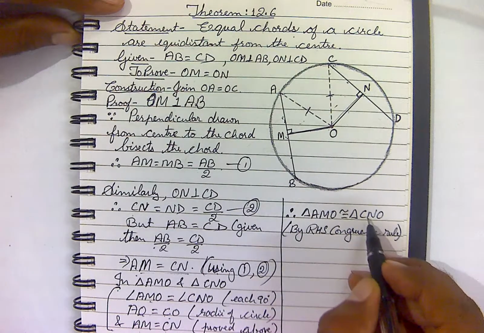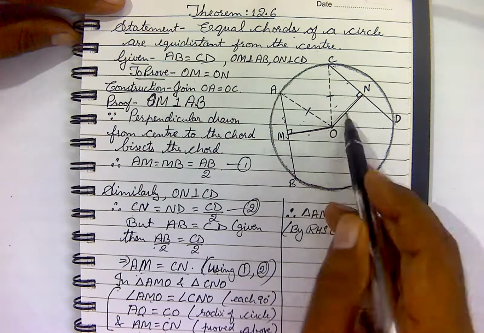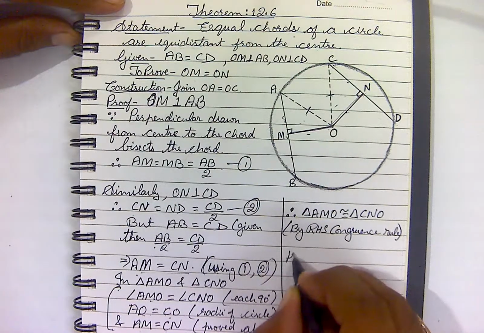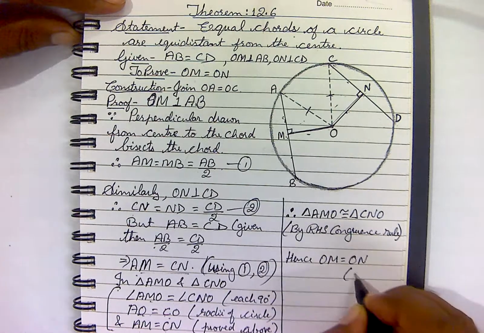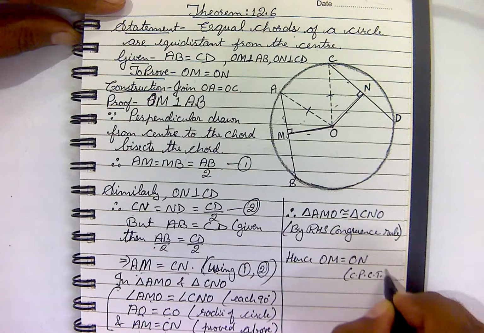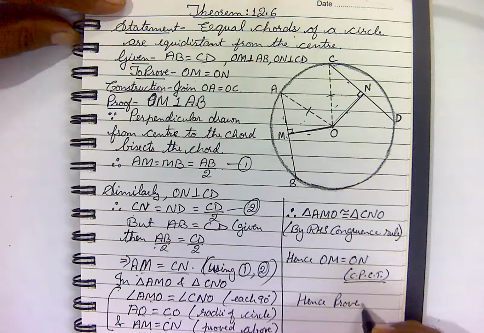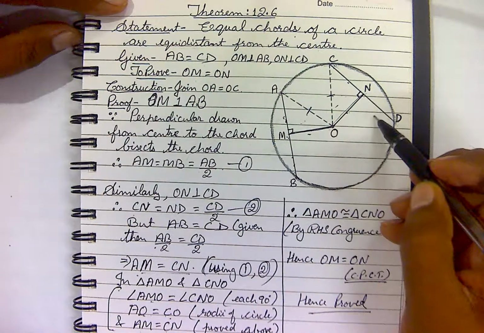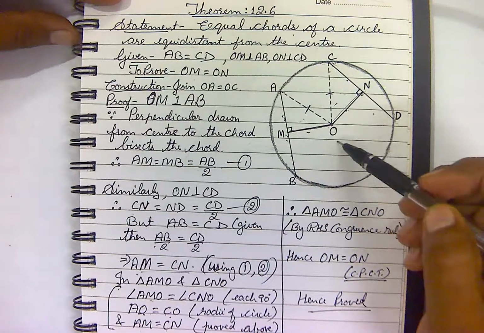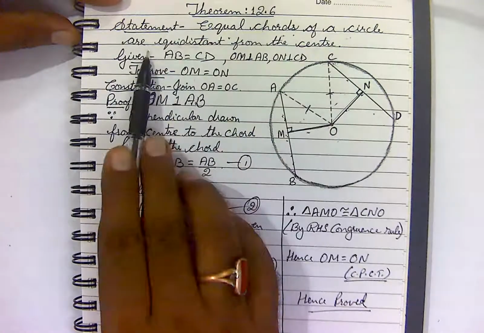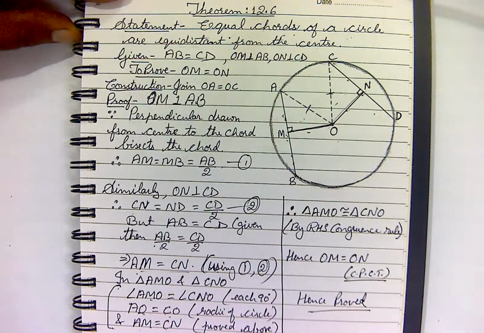Now triangles are congruent, so of course their corresponding parts will be equal. So the corresponding parts OM and ON are included. Hence, OM is equal to ON. This is the corresponding parts of congruent triangles. So hence it proves that if chords are equal, then the distance of the chords from the center is also equal. Or in simple words, equal chords of a circle are equidistant from the center. So this is clear, a simple theorem.